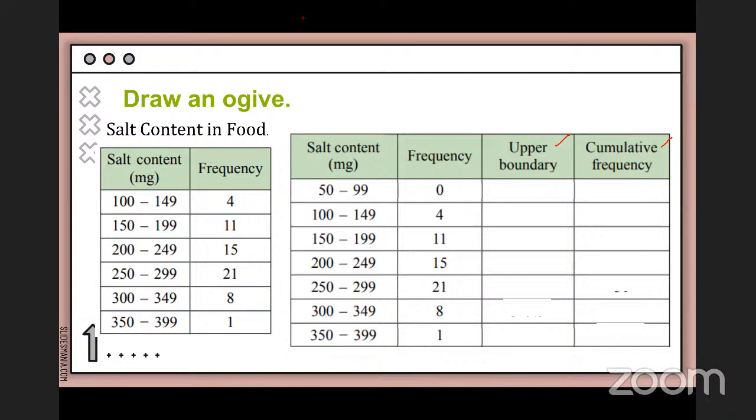Hi. I'm sorry, can you repeat? 99.5. Yeah. 99.5. And what about the below one? Just proceed for all the upper boundaries. 149.5. Good. And next, 199.5. Next.